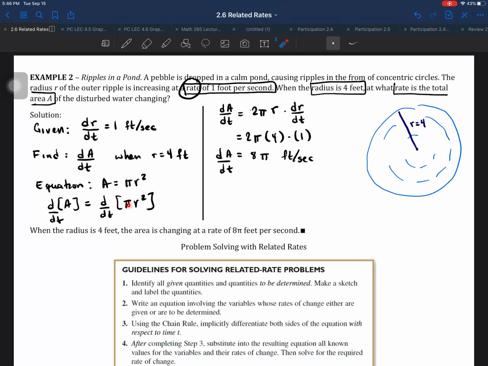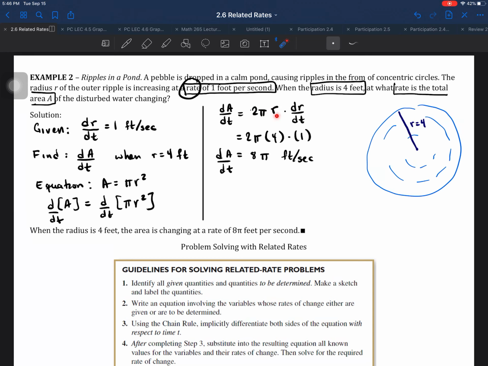Well, pi is a constant. R squared is a function, and r is a function of t as well, so we're going to have to treat r as a function and thus use the chain rule. How do you do that? Multiply 2 by pi times r, the inside, subtract 1 from the exponent, and then multiply by the derivative of the inside. So this is what we did: 2 pi times r times the derivative of the inside with respect to time, dr/dt.